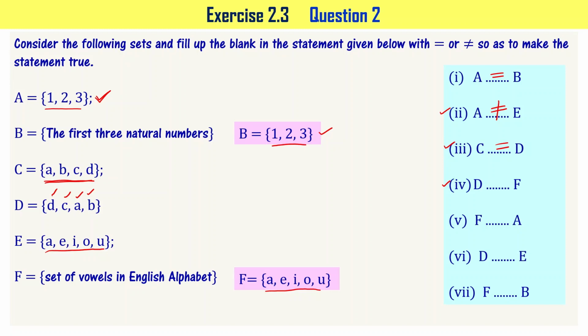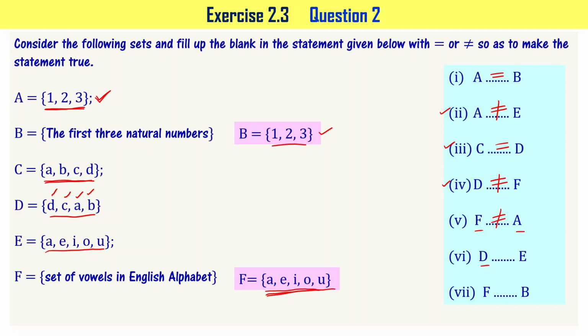D, we have seen, contains elements D, C, A, B, and F is containing elements A, E, I, O, U. When you compare these two, you say that these two sets do not have the same elements, right? That's why we can say that D is not equal to F. Now the relation between F and A. F is the set containing elements A, E, I, O, U, whereas A contains elements 1 to 3, right? It means F is not equal to A.